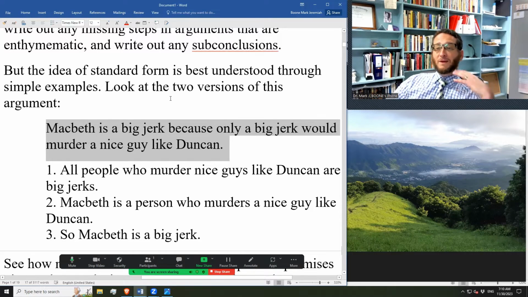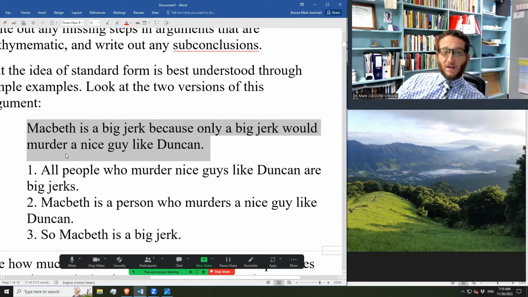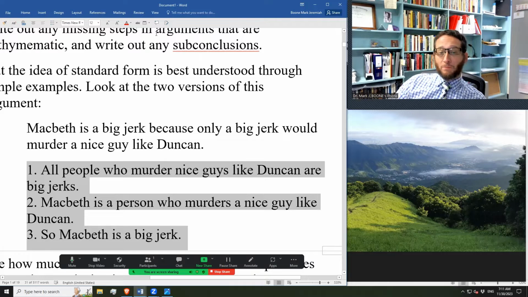Simple argument: Macbeth is a big jerk because only a big jerk would murder a nice guy like Duncan. That's a straightforward enough argument, and it's clear enough, but look at it now in this pattern. All people who murder nice guys like Duncan are big jerks. Macbeth is a person who murders a nice guy like Duncan, so Macbeth is a big jerk. That is a much clearer presentation of the pattern of reasoning. That's what we mean when we put an argument into standard form. We make the pattern of reasoning a whole lot clearer.